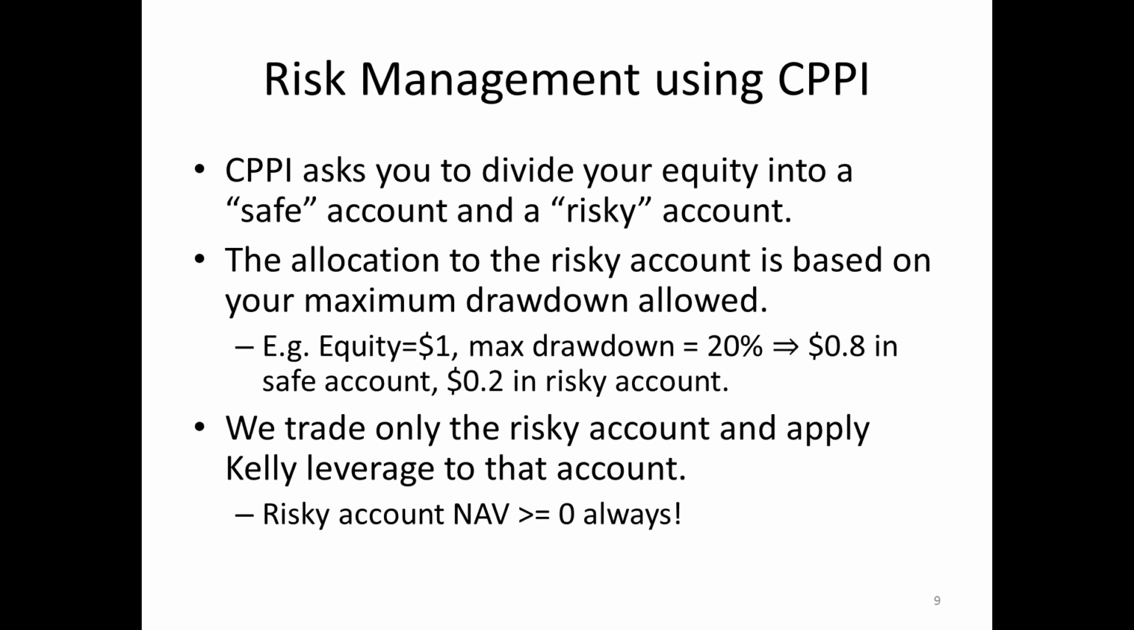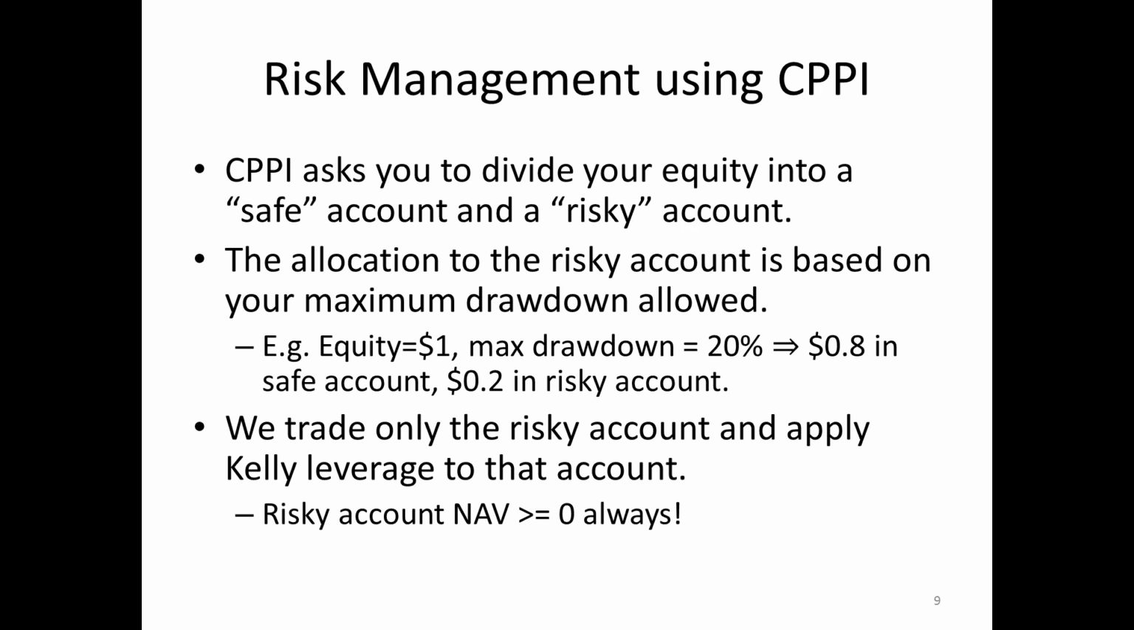For example, if you have $1 of equity and you are allowed a maximum drawdown of 20%, then you would allocate 80 cents in the safe account and 20 cents in the risky account. So the 20 cents is the maximum that you can lose. And you would only take or hold risky investments in the risky account. And as the investments accrue profit or loss, you will apply Kelly leverage to that account. That is, you will increase or decrease your holdings in that account so that it will always be equal to the Kelly leverage.